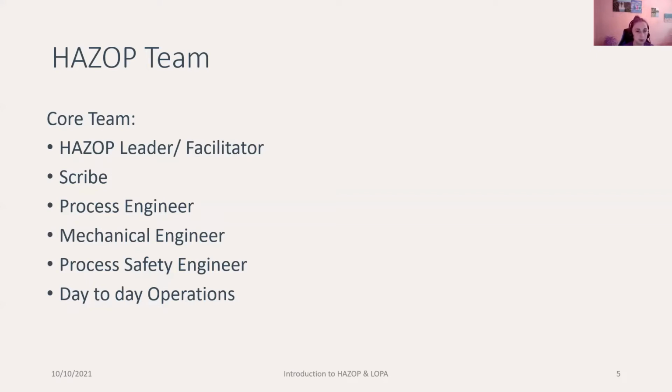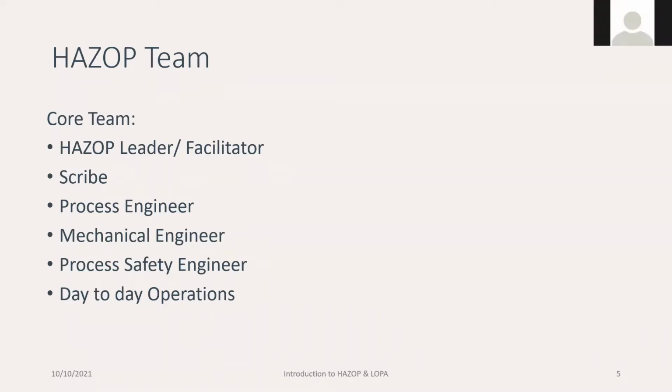Then we go to the process and mechanical engineering teams. Those are the ones who will be responsible for understanding the process design of this node, or the design of the vessels, etc. So their understanding and their experience is very valuable during the session. Of course, you need to have the process safety engineer and the day-to-day operations team who will need to be aware how this may affect the normal operation of the plant.